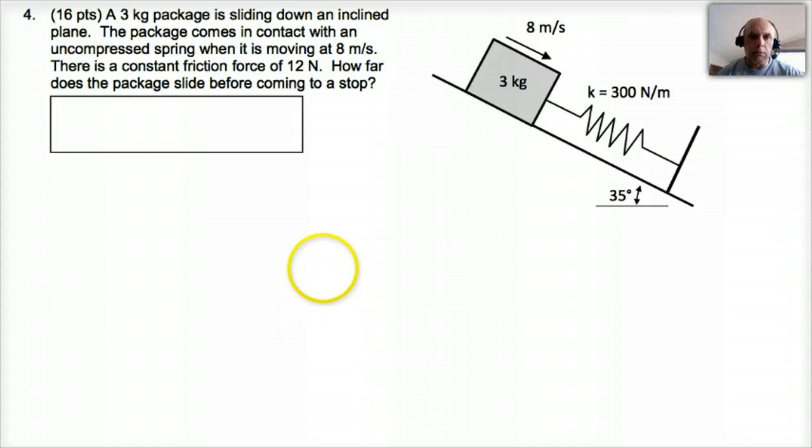Okay, here is number 4. We have a box sliding down a ramp attached to a spring. Let's see if we can pull out the important information here.